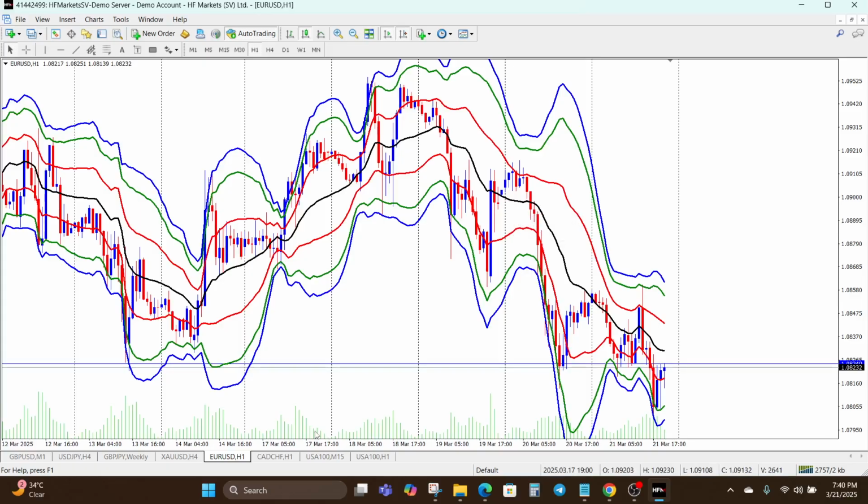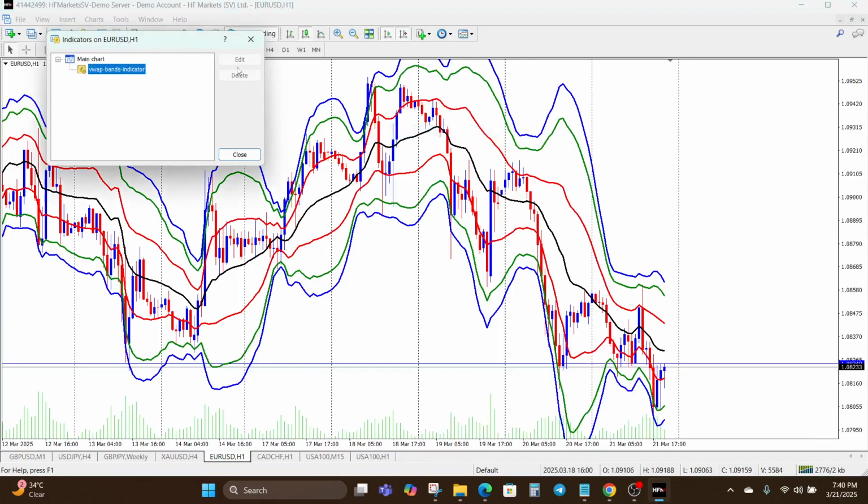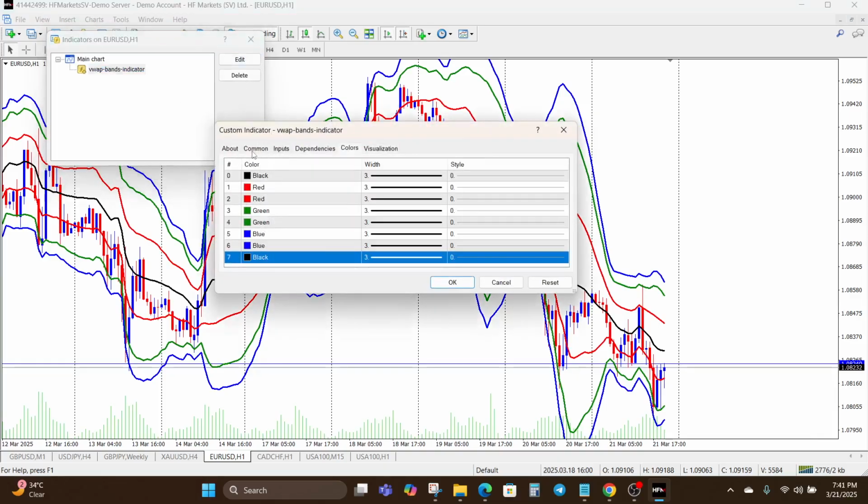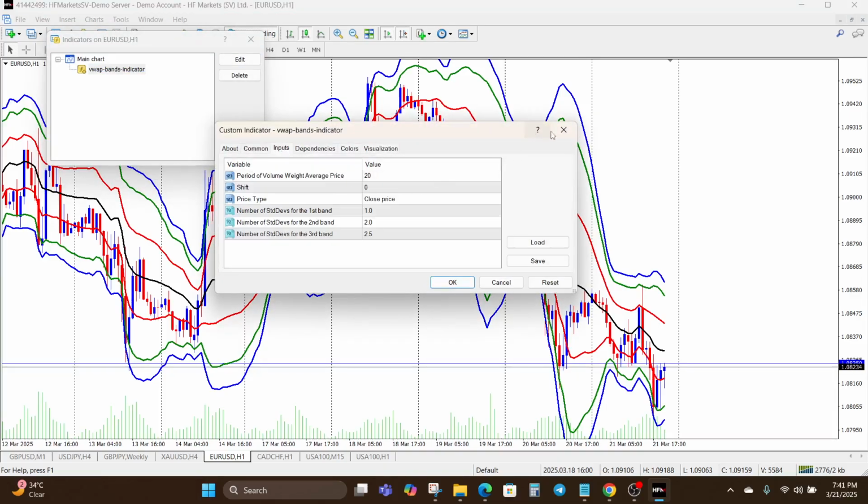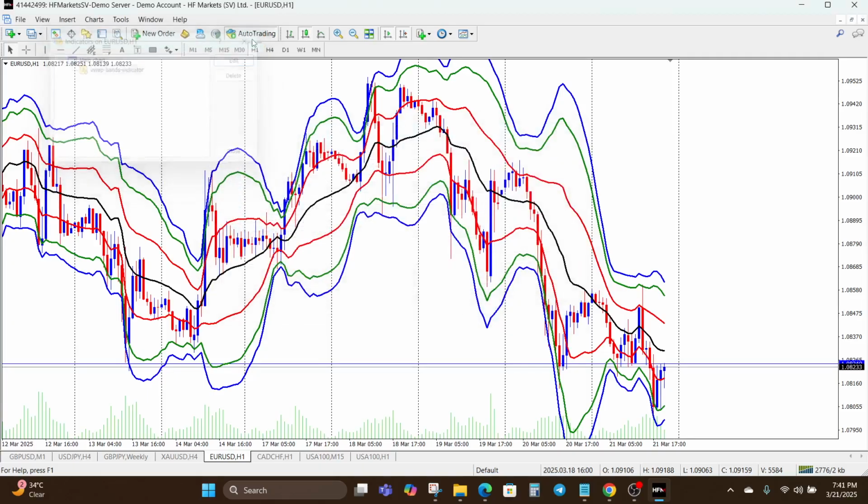The idea behind this is simple. Price naturally gravitates toward the VWAP line. So when it moves to the upper or lower bands, traders can look for buying and selling opportunities. It's pretty simple, quite easy.